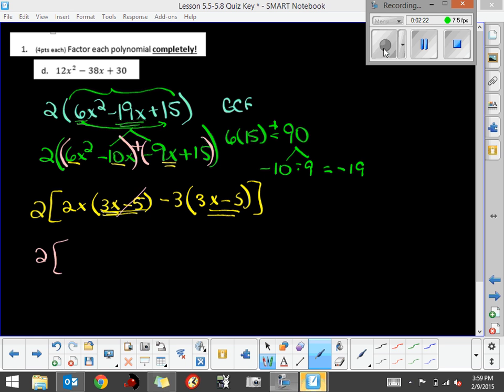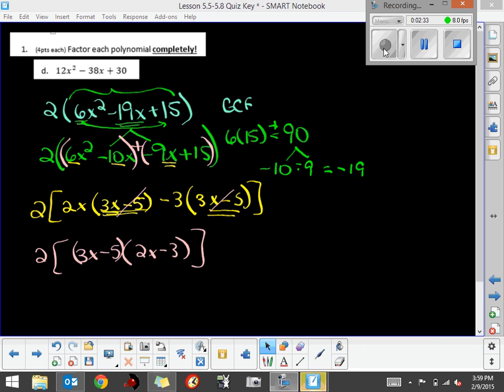Then we're going to factor out our 3x minus 5 out of the common binomials that we have. So 3x minus 5, and what's left is our 2x minus 3. That is a complete factorization for 1d.